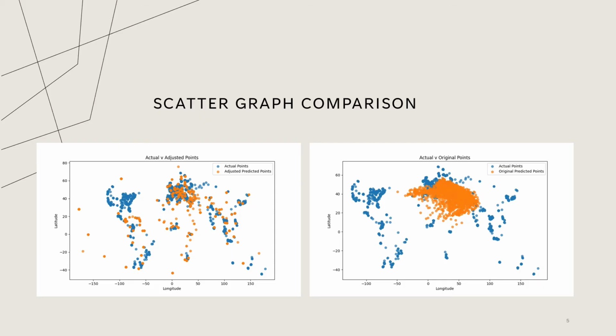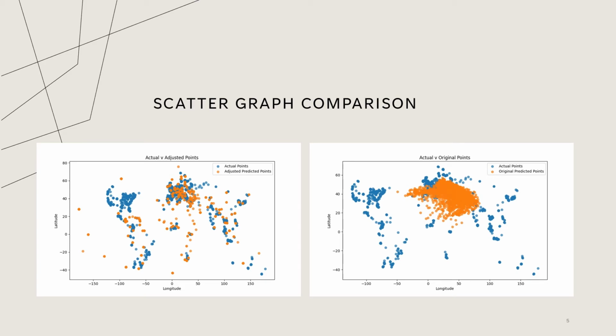So let's see the visualizations of this and the other evaluations I ran. Firstly, you have two scatter graphs. The one on the right compares the actual points to the original predictions, and as you can see, it's very clustered together. On the left, you have the actual points compared to the adjusted predictions, and as you can see, it's almost, I wouldn't say 1-to-1, but very close to that. You have some outliers here and there, but for the most part, it's very accurate.